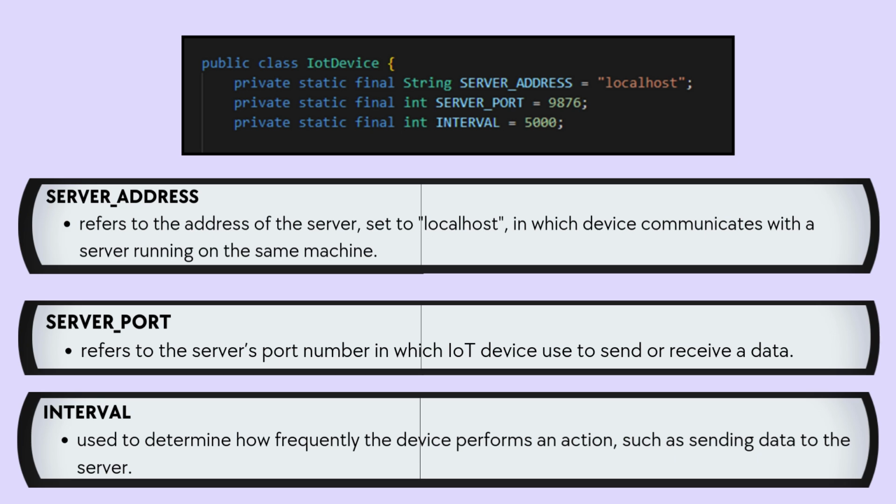Server address refers to the address of the server, set to localhost, in which the device communicates with a server running on the same machine. Server port refers to the server port number which the IoT device uses to send or receive data. Interval is used to determine how frequently the device performs an action, such as sending data to the server.